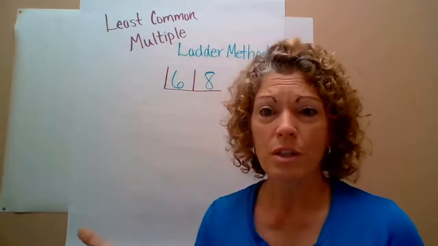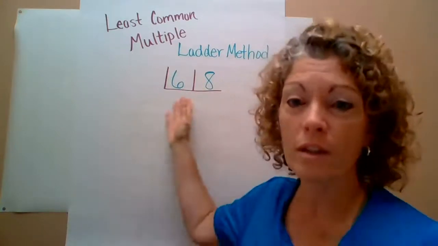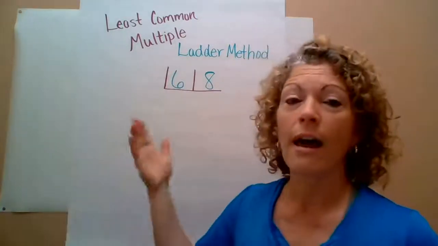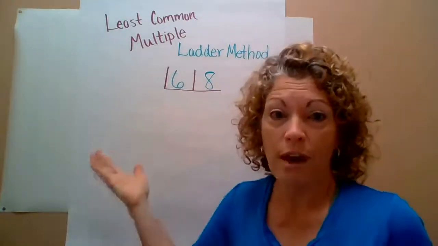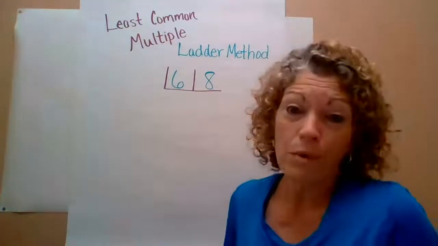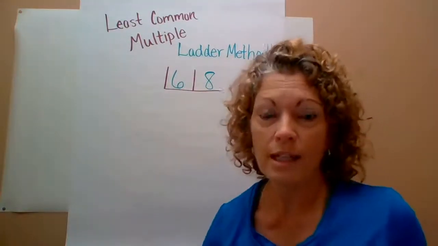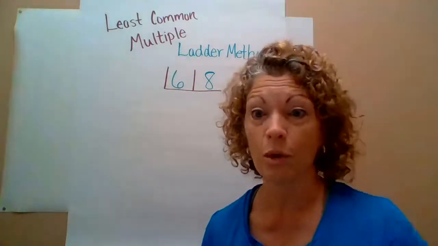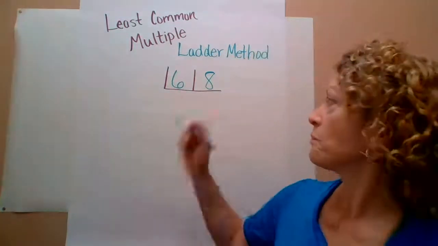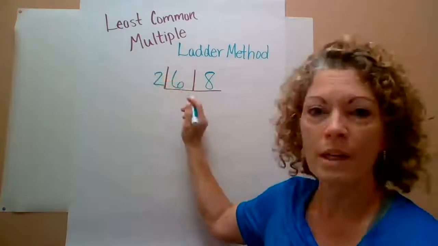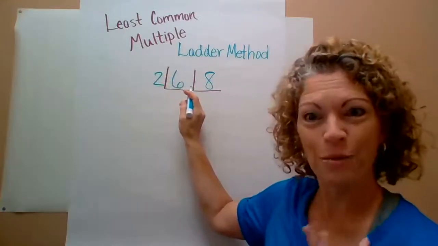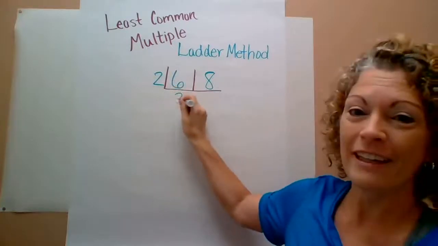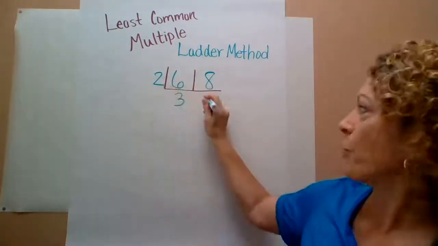So all students need to do when they're using the ladder method is look at the two numbers, 6 and 8. I'm going to use the same numbers that I used the last couple days, and find a factor that they have in common. So oftentimes, students can identify if there's a 2 in there, if they're even numbers, and they can easily start with 2. So we'll start with 2. Divide 6 by 2, and we get 3. Divide 8 by 2, and we get 4.